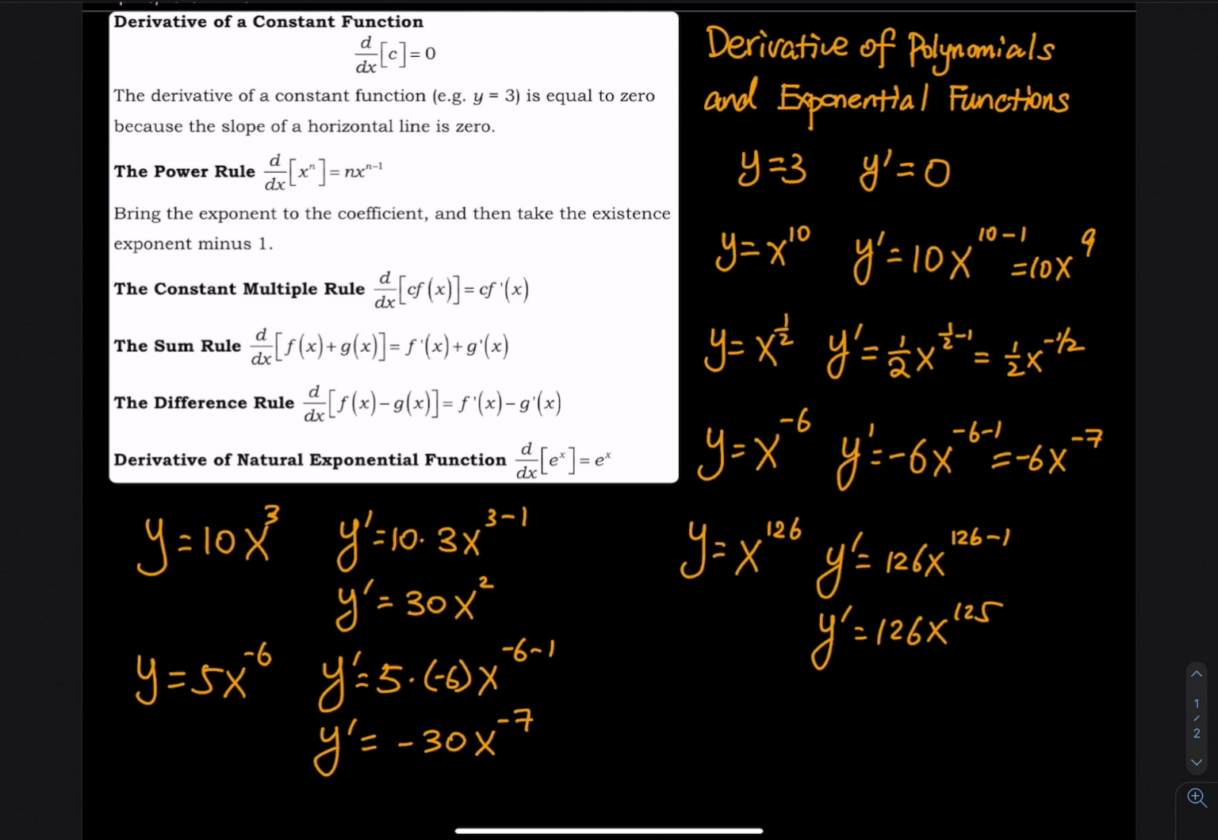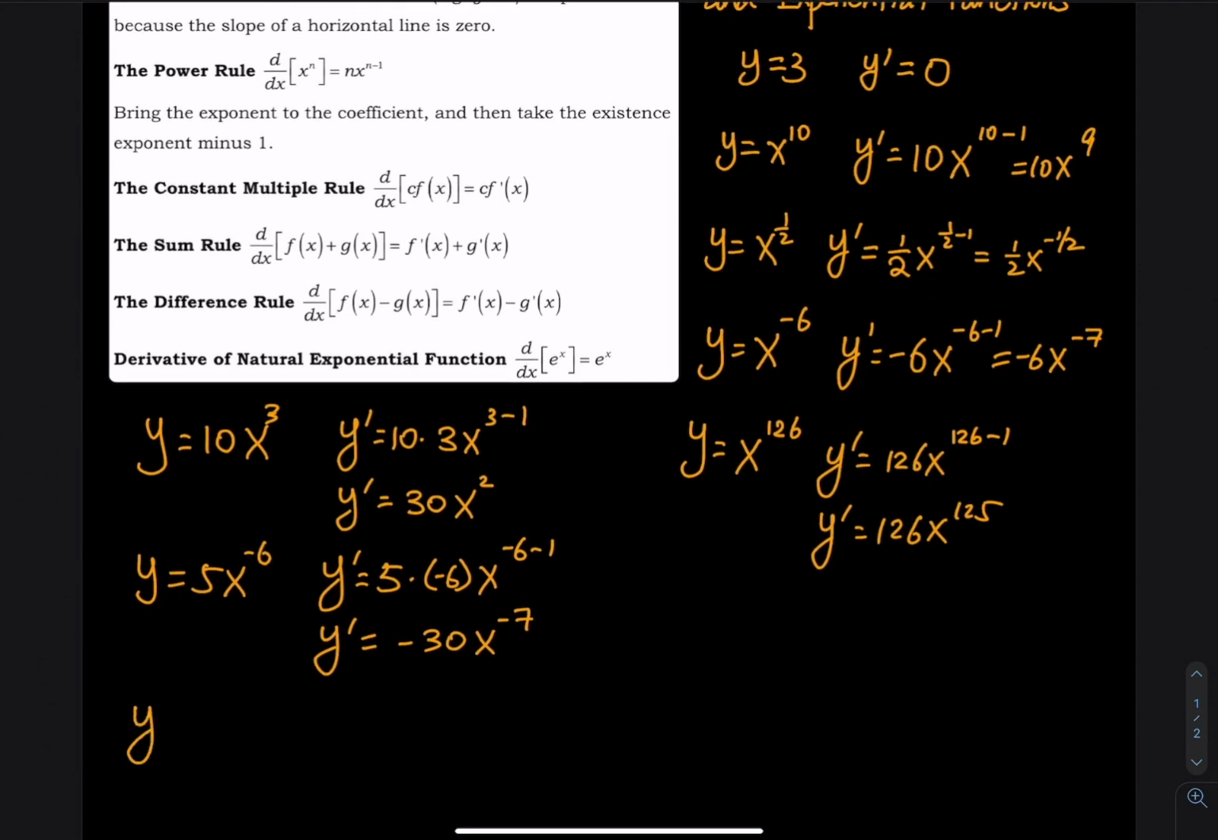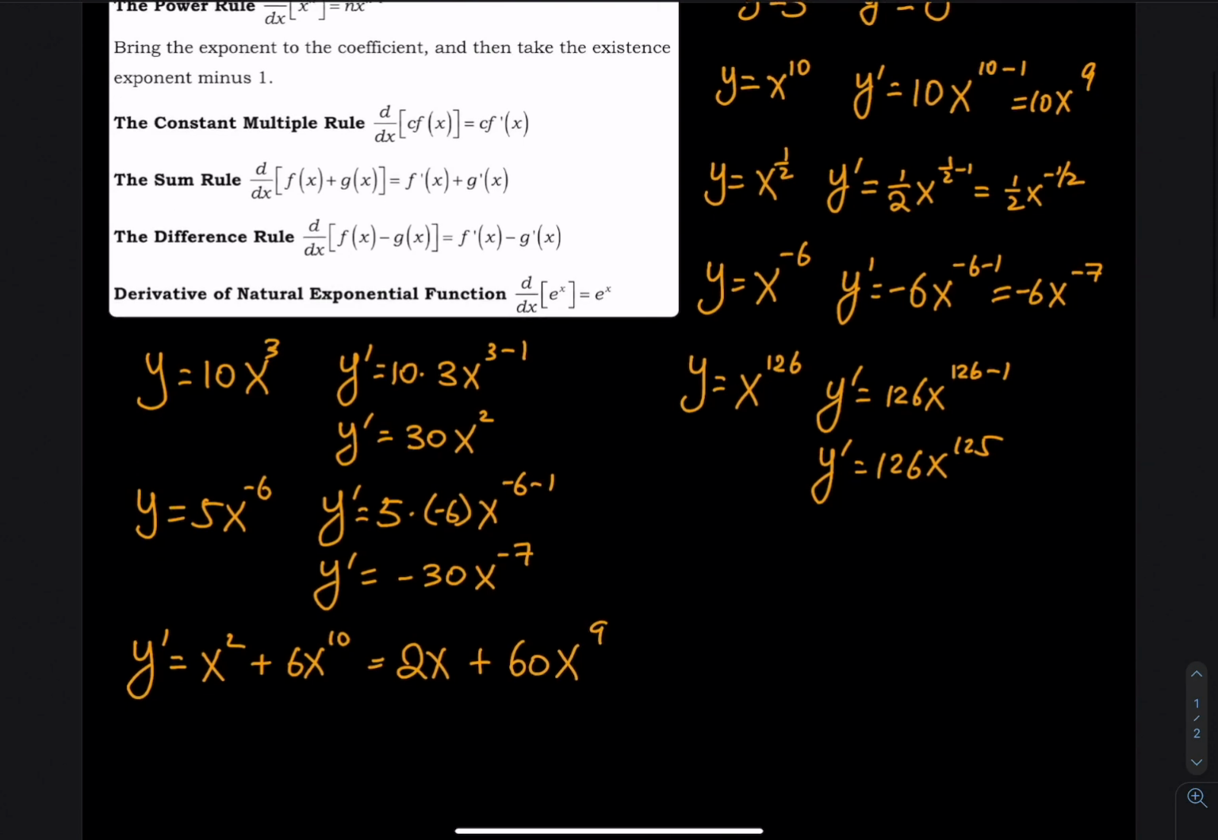And then the sum rule and the difference rule, there is nothing interesting. If you have y equals x squared plus 6x to the 10th, you simply take the derivative of the x squared and the derivative of 6x to the 10th. Let's see if you can do it without the minus 1. So this is a 2x, right? You bring the 2 down, 2 minus 1 is 1. And then plus, you bring the 10 down, right? 6 times 10 is 60. And then x to the 10 minus 1.